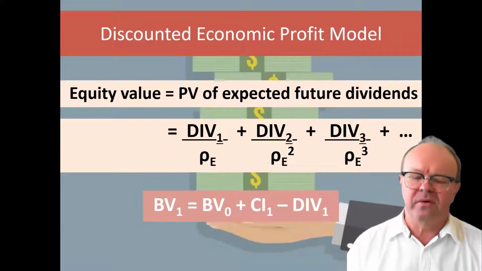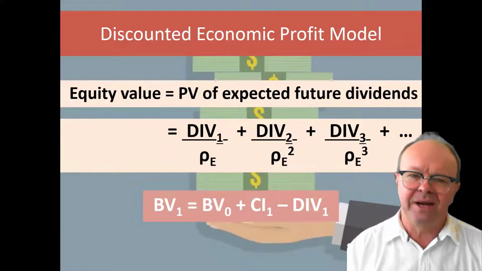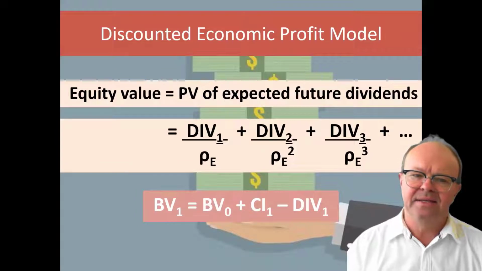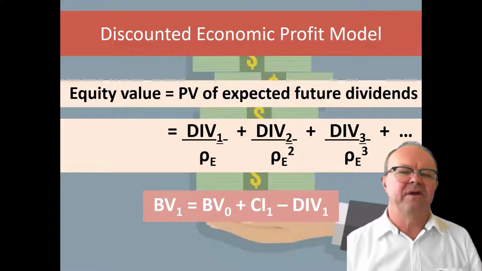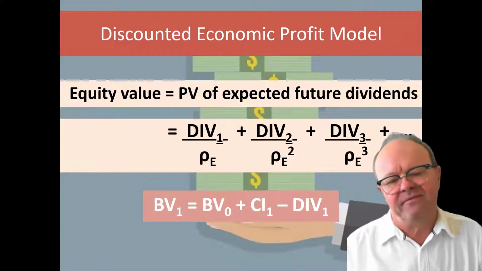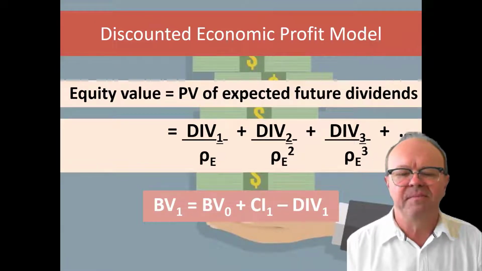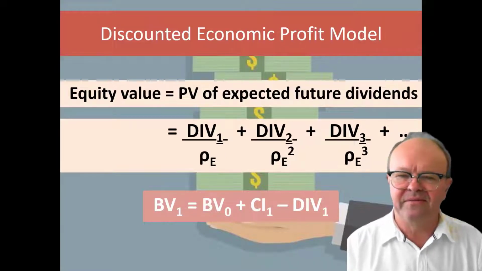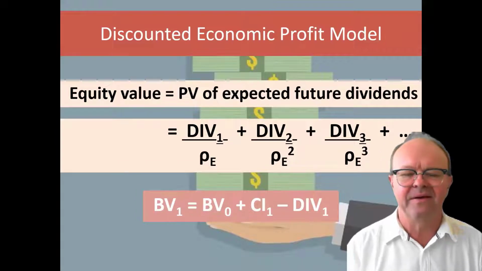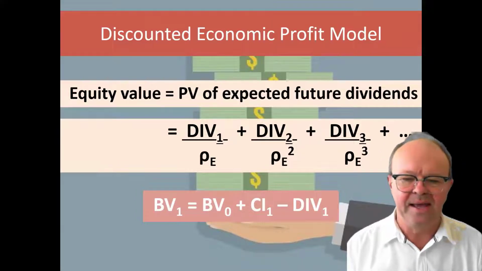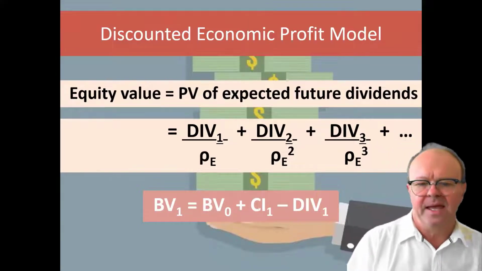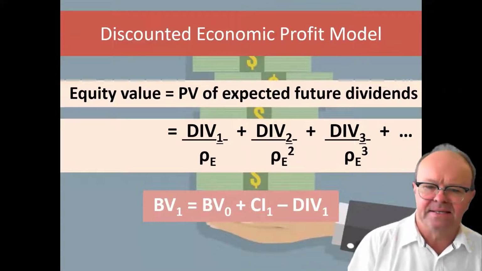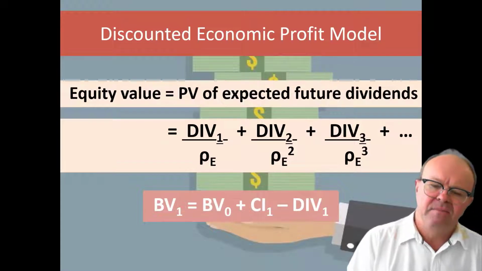Now, the other model is the discounted economic profit model, and it is also grounded in the present value of expected future dividends. That's its theoretical basis. So we have dividends in year 1 divided by the cost of equity capital, the dividends in year 2 divided by the cost of equity capital, the dividends in year 3 divided by the cost of equity capital, on and on each year for eternity. But there's a relationship between the economic profit and dividends, and the book value.